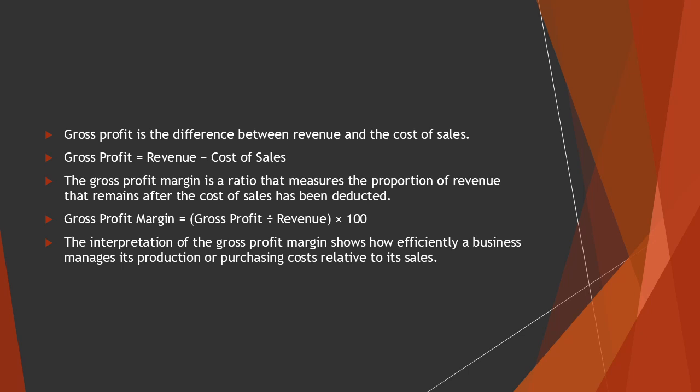Gross profit is the difference between revenue and the cost of sales. The gross profit margin is a ratio that measures the proportion of revenue that remains after the cost of sales has been deducted. It is calculated by dividing gross profit by revenue and multiplying by 100. The interpretation of the gross profit margin shows how efficiently a business manages its production or purchasing costs relative to its sales.